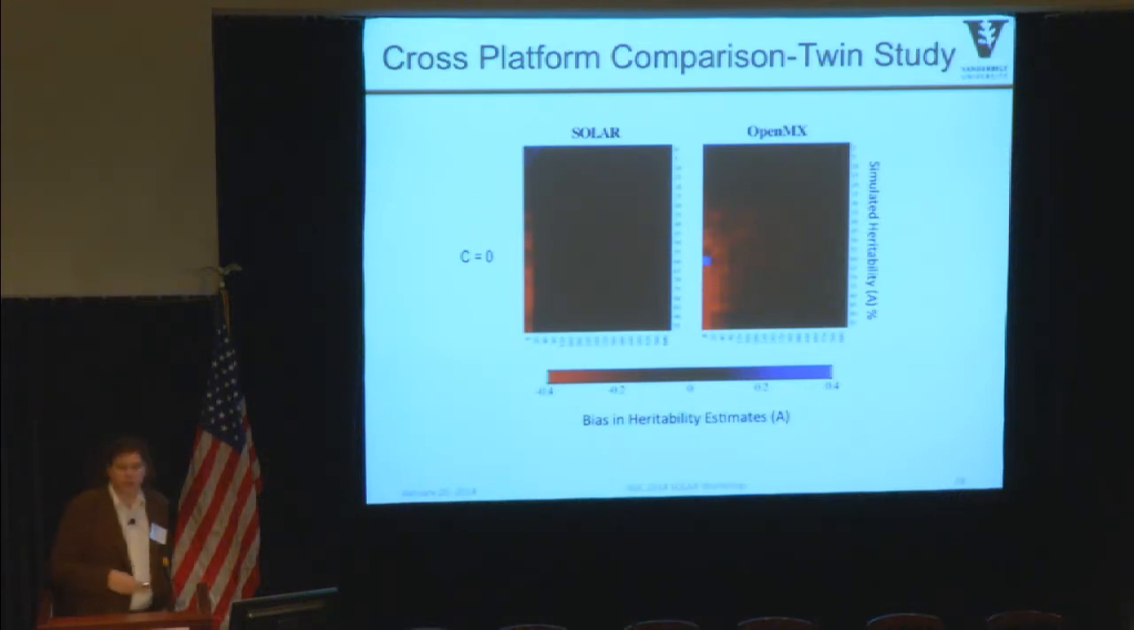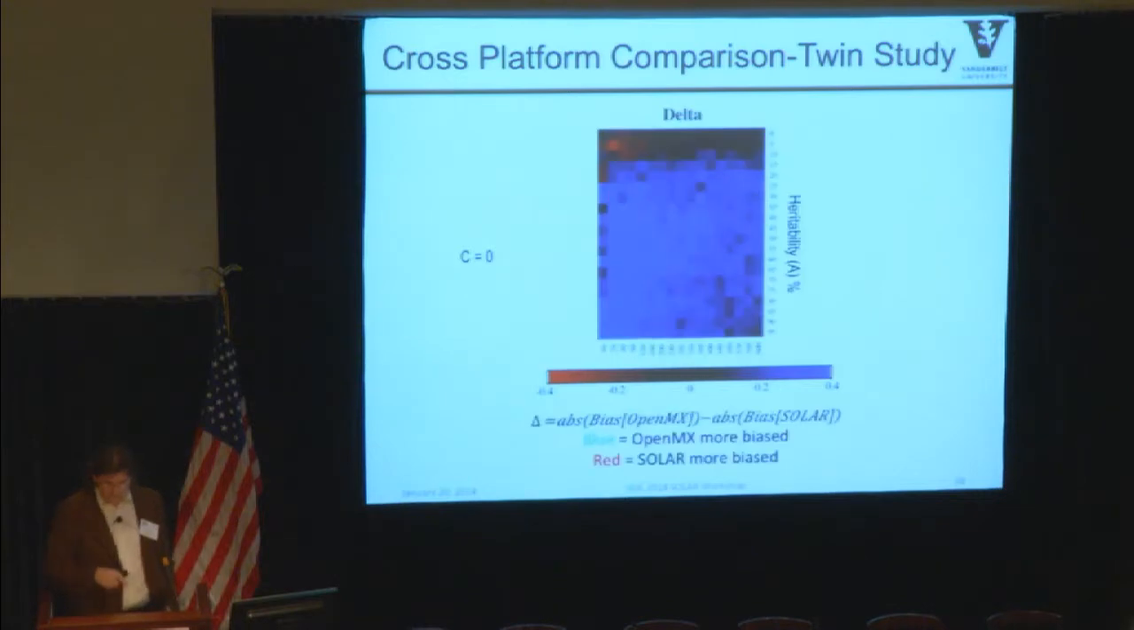This is at h squared. So this is h squared estimated minus h squared true. Where does the percent? Yeah, that's fraction. So 95 is the fraction of 100.